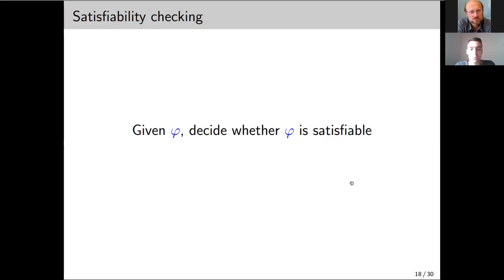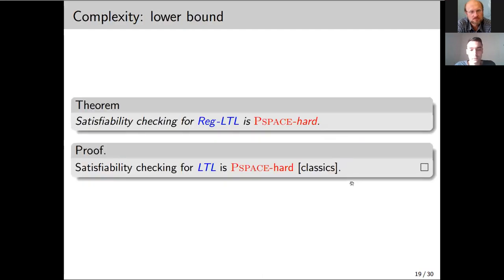So the lower bound is straightforward. We are using LTL, we are building our logic on top of LTL. And therefore, since LTL is already PSPACE-hard, well, I mean, PSPACE-complete, but we are establishing the lower bound now, we know that our logic is PSPACE-hard too. It's not that hard to see.